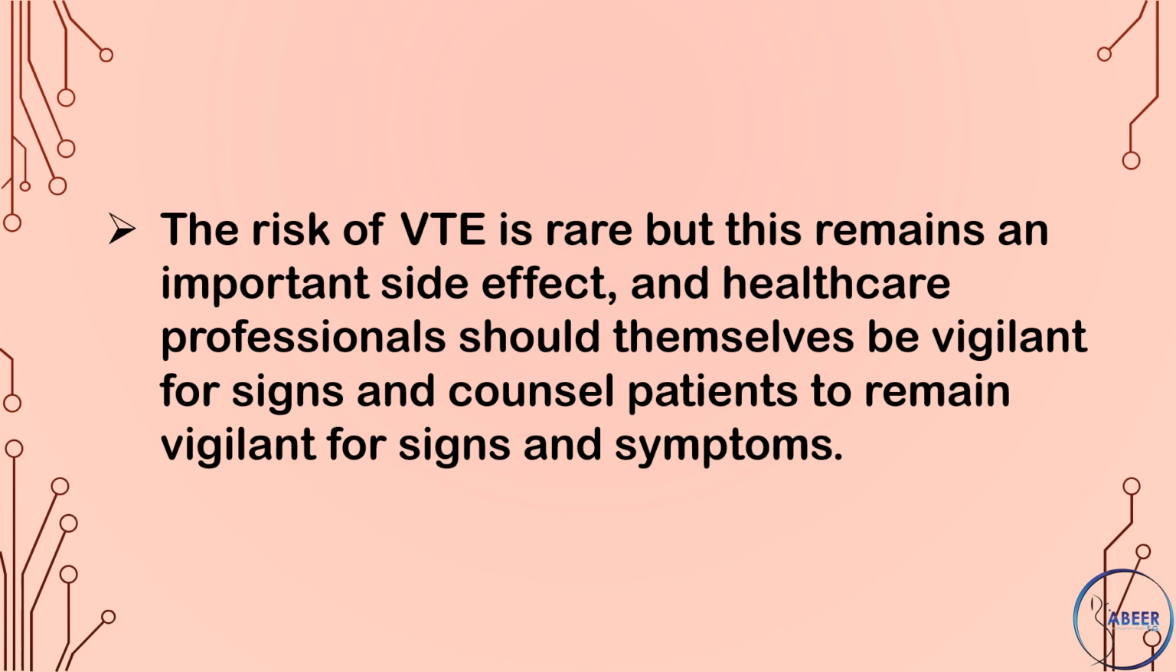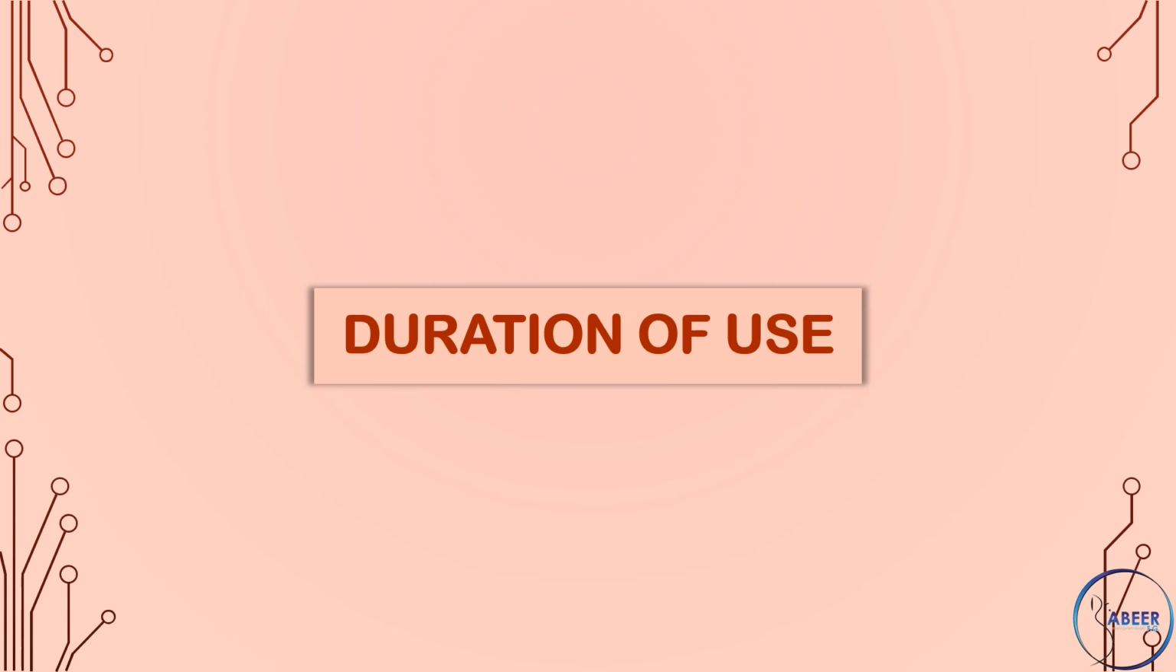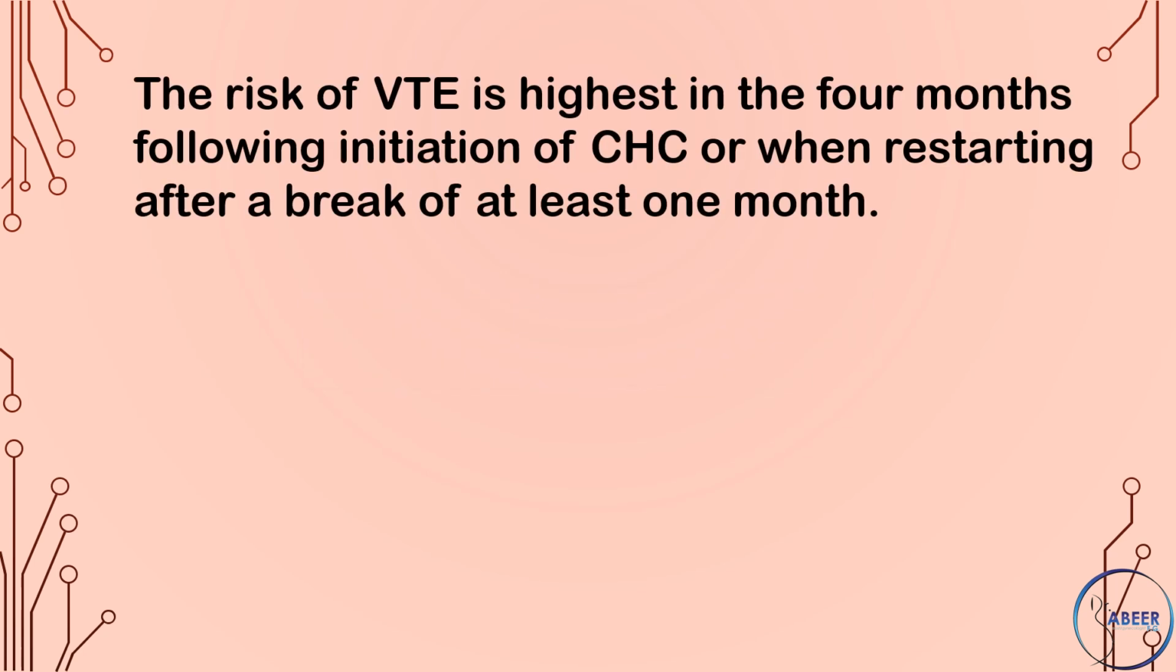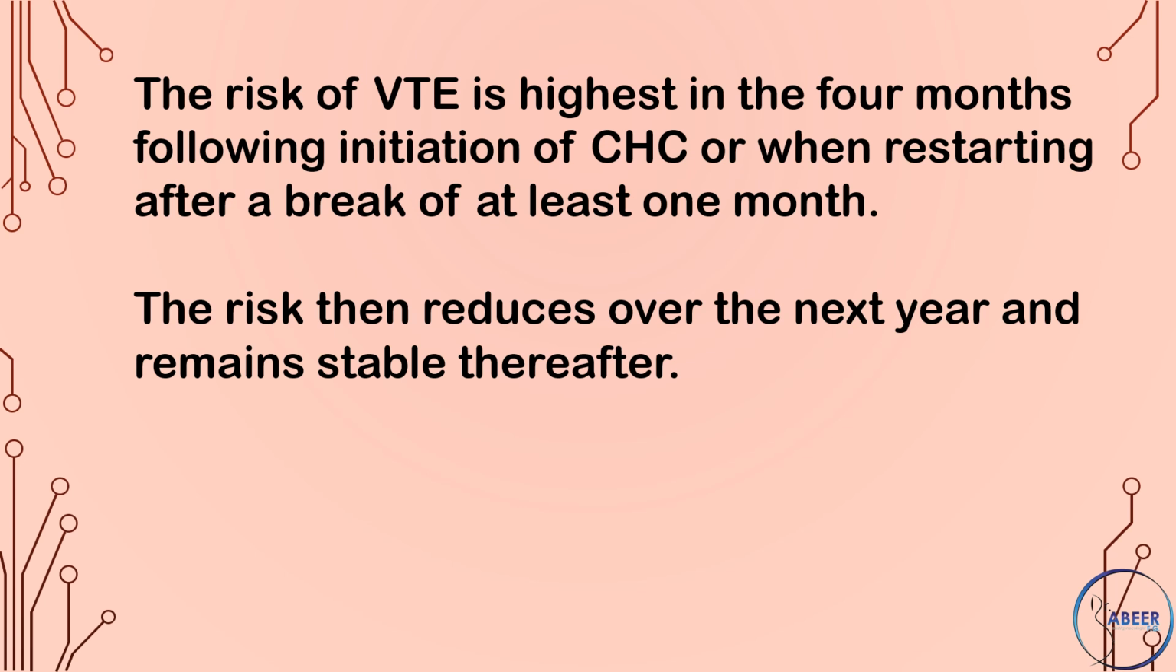The risk of venous thromboembolism is rare, but this remains an important side effect, and healthcare professionals should themselves be vigilant for signs and counsel patients to remain vigilant for signs and symptoms. Duration of use. The risk of venous thromboembolism is highest in the 4 months following initiation of combined hormonal contraceptives or when restarting after a break of at least 1 month. The risk then reduces over the next year and remains stable thereafter.